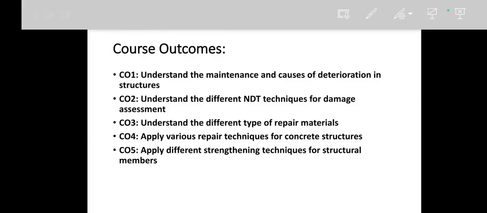Third unit you will study about repair materials. What are all the essential parameters of the repair material, and what type of materials are available in the market, you will study it. And in fourth unit you will see about different repair techniques, what techniques are available for cracking, for spalling, and also for underwater repair.